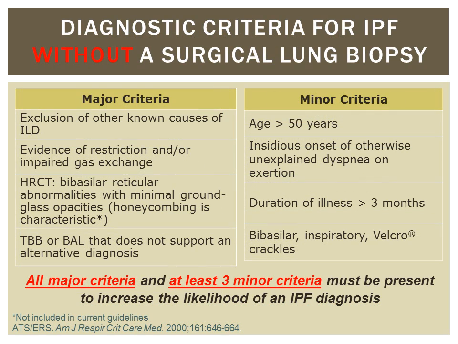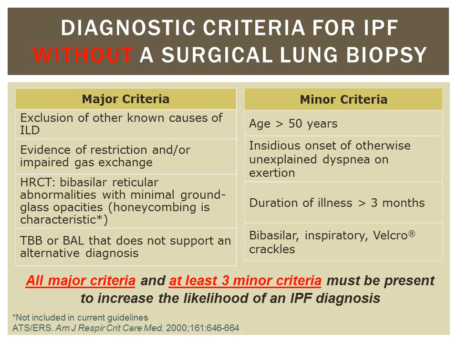In the year 2000, the American Thoracic Society and European Respiratory Society published a joint paper in the American Journal of Respiratory and Critical Care Medicine, in which, using major and minor criteria, the diagnosis of UIP could be confirmed with high probability in a clinical fashion. The major criteria included exclusion of other known causes, which would be done with serological testing, evidence of restrictive disease or impaired gas exchange, which would be done with pulmonary function studies, high-resolution CT scans showing classic radiographic changes, and a transbronchial biopsy or BAL that does not support an alternate diagnosis.